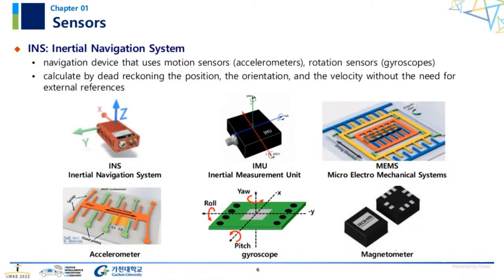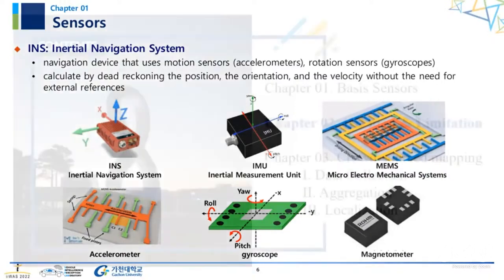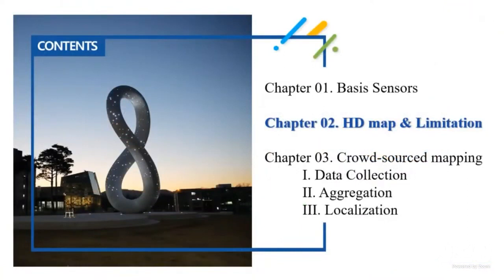The last sensor is the INS. An inertial navigation system is a device that uses motion and rotation sensors, such as an accelerometer and gyroscope, and it calculates by data recording the position, orientation, and velocity of moving objects without the need for external references such as GPS. So INS are widely used on mobile robots and on vehicles such as ships, aircraft, submarines, and guided missiles. So by using these sensors, let's look at how maps were created in the past.